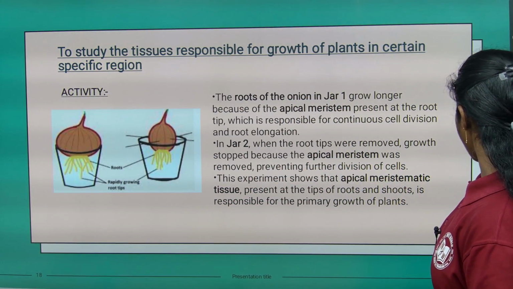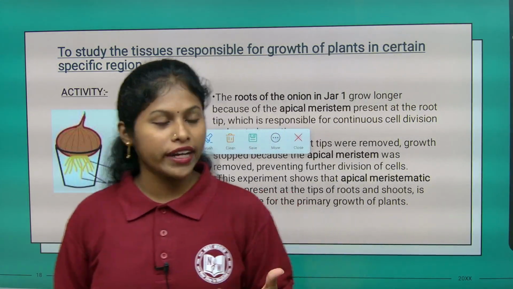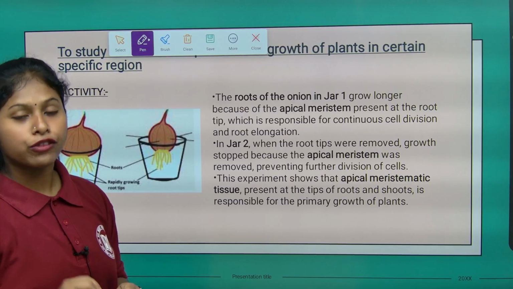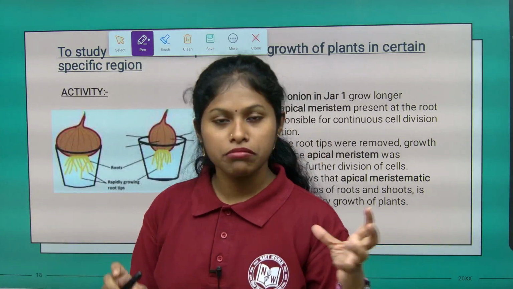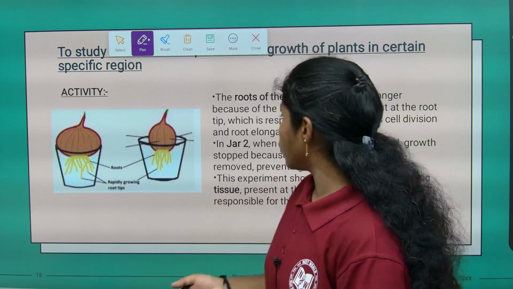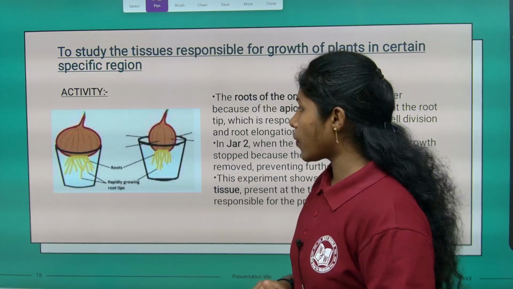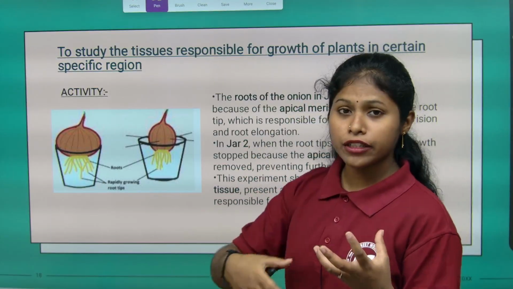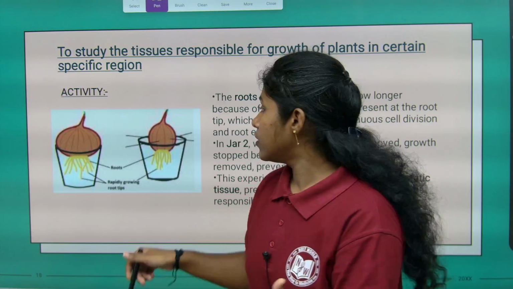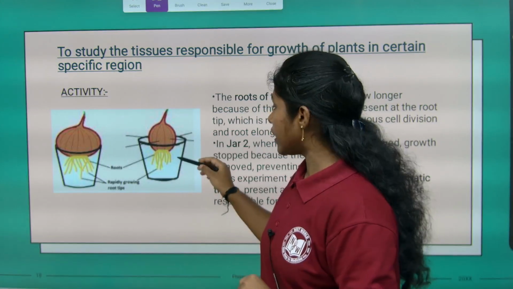For this experiment, what are the materials required, children? The materials required are 2 onions and 2 glass jars, right? And we have to note it down on paper, children. So we have to record it in the file. These are the materials required: 2 onion bulbs, and 2 glasses that can hold these onion bulbs. That type of glasses we require. Then we add water.